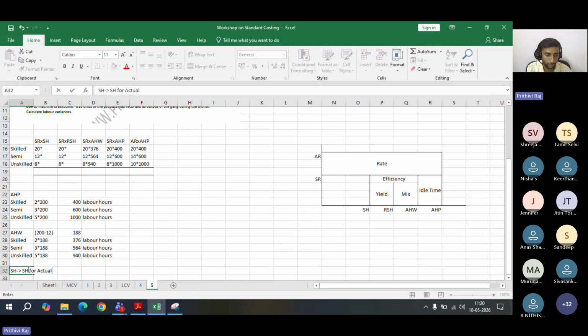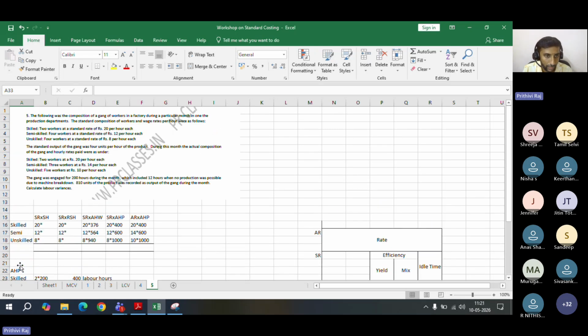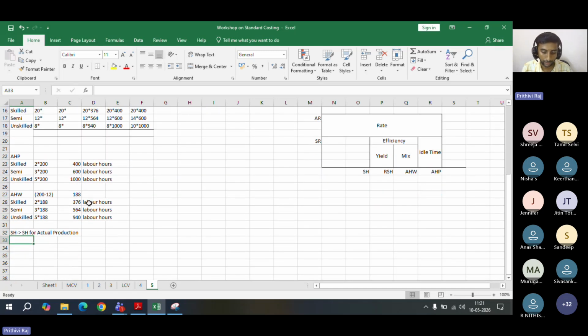For actual production, by SH, what I mean is standard labor hours. So you can see what they have given is the standard hours output for the gang was 4 units per hour. Remember, this is where you have to crack it. 4 units per hour, whatever. It's only an hour they have given, but we require labor hour numbers, right? The actual output is 810. I should not just directly use the 4 divided by conversions and all, because I require labor hours. So I need to factor labor also into it. So just pay attention over here.